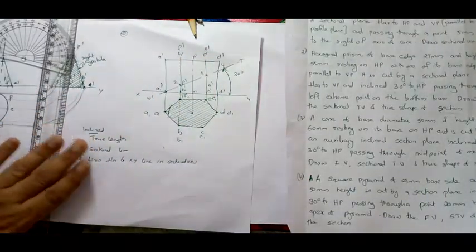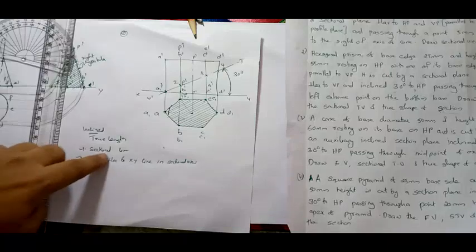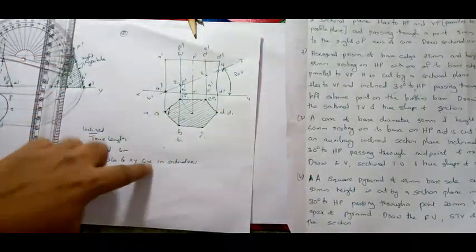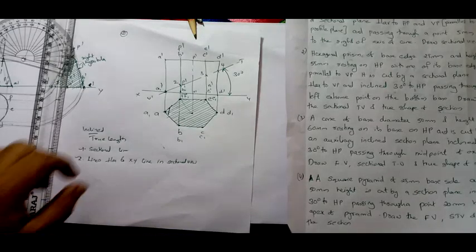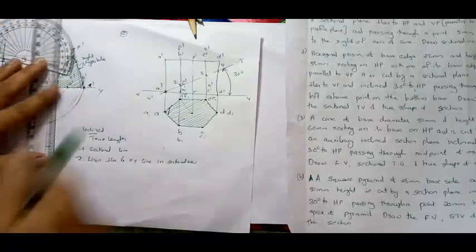So all lines in the section view that are perpendicular to the xy line, either in the front view or top view, are true length. That is also applicable in the next section to all inclined section views, whether inclined to HP or VP. The true length lines are the sectioned line and lines perpendicular to the xy line in the sectioned view. Now, based on these two principles, I am going to find the true shape of the section.